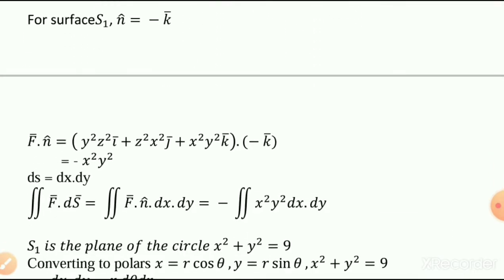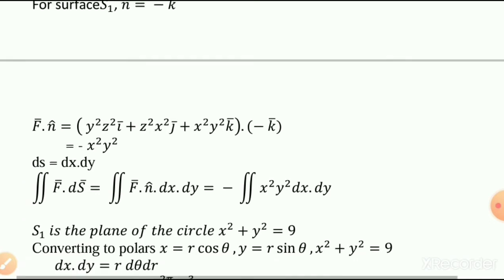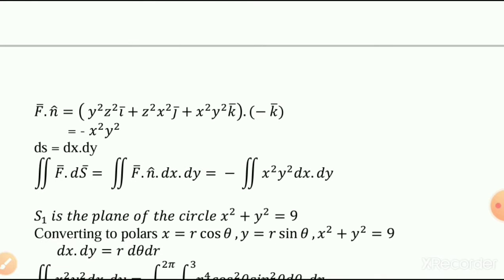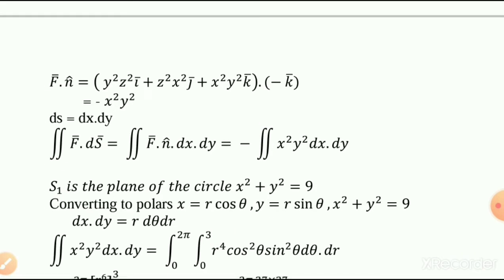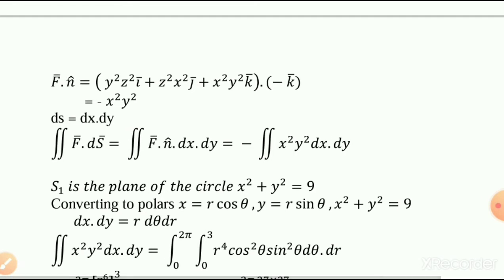So f bar dot n cap, that is the normal component, is equal to f bar's value, y square z square i bar plus z square x square j bar plus x square y square k bar, into minus k bar, that is the n cap value, but it is a dot product. While taking the dot product, the same components' coefficients get multiplied, that means i bar's coefficient multiplies with i bar, j bar's coefficient with j bar, and k bar's with k bar. Here it is only k bar, so k bar into k bar's coefficient, x square y square into minus, so we pick up minus of x square y square.